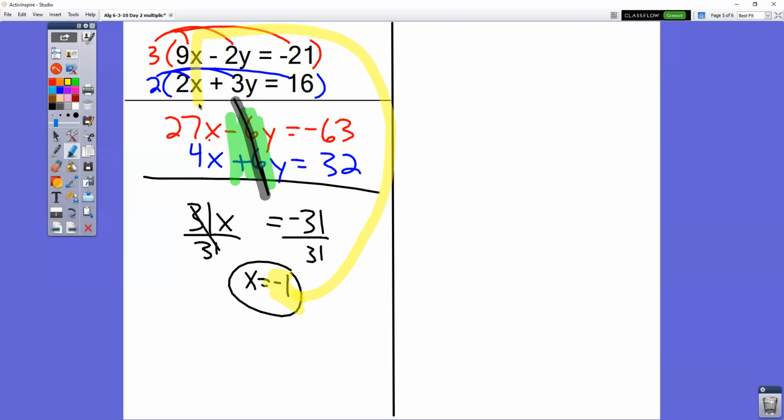I like this bottom equation a little bit better. You do have your choice. I like it because it doesn't have the minus sign and it doesn't have negatives. I'd rather work with positive numbers and plus signs compared to negative numbers and minus signs. So I'm going to sub that negative 1 in to the bottom equation. I'm going to have 2 times negative 1 plus 3y equals 16.